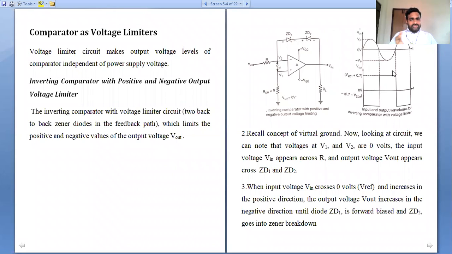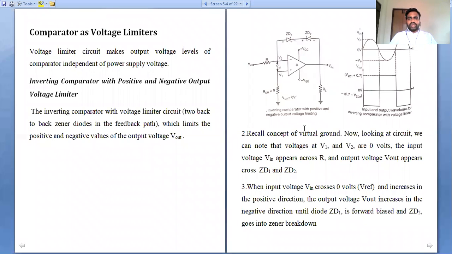Okay, we observe two conditions: one is the minus V saturation condition and the other is the plus V saturation condition. In both contexts, the output voltage is independent of the supply voltage, or independent of the input voltage. That is what we analyzed with respect to the application of Zener diode 1 and Zener diode 2.